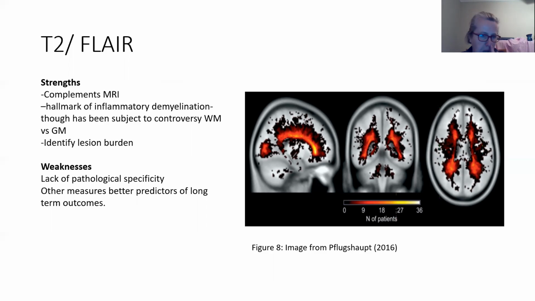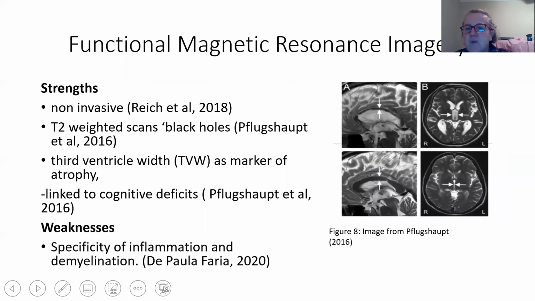So FLAIR or T2 are commonly used in conjunction with MRI, and they can be used to identify demyelination. And this is also in white matter and grey matter. So this has historically been an area of contention for MS because it was initially considered a white matter disease. The weakness of FLAIR is that it can lack some specificity, and there are other measures that are better long-term predictors.